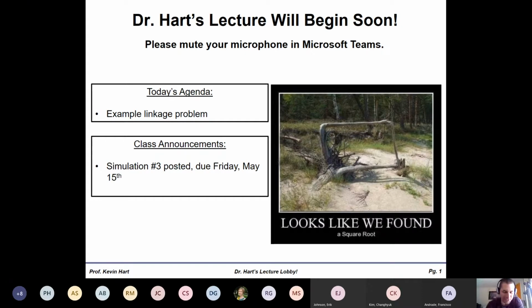I've left the screen up here just for a hot second to remind everybody that simulation number 3 has been posted. It's on linkages, and you could probably make your way through a good majority of it, especially after today, because today's agenda is just doing an example problem with linkages, which you will discover is long and annoying when doing it by hand. This simulation will be due next Friday.